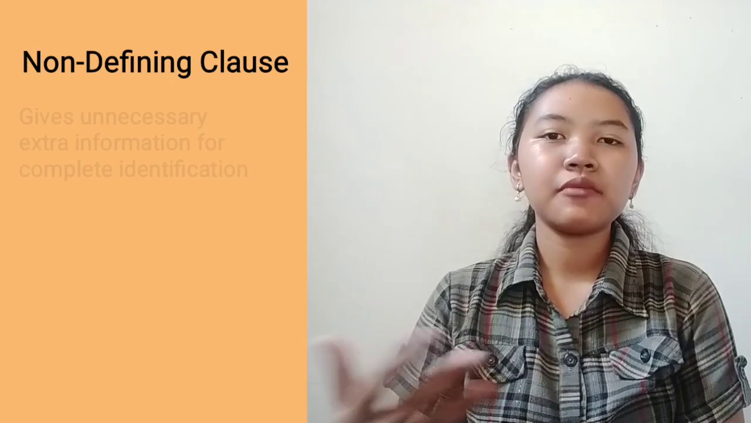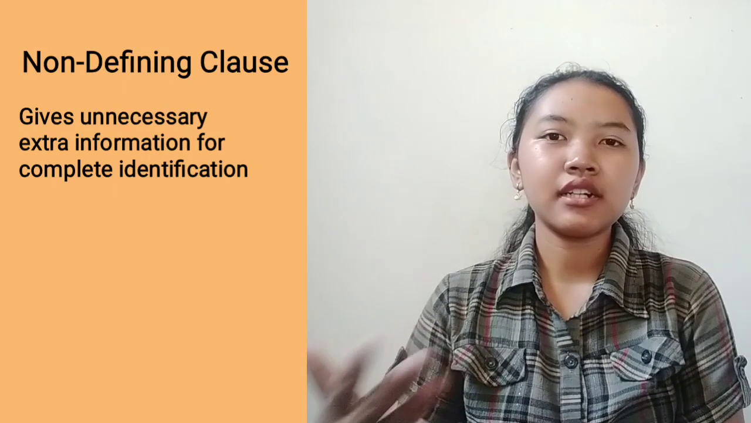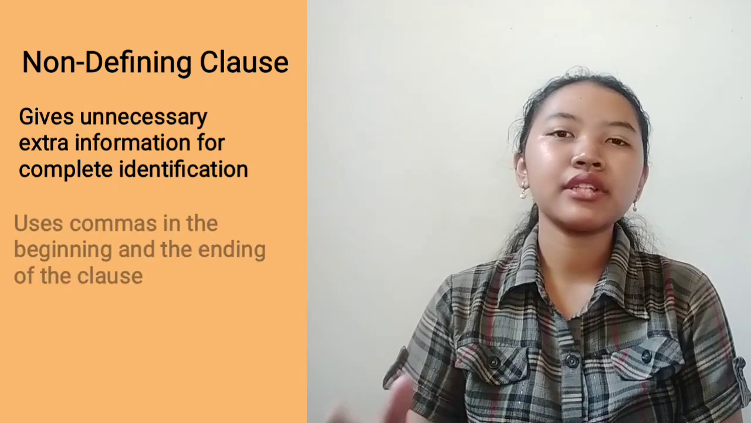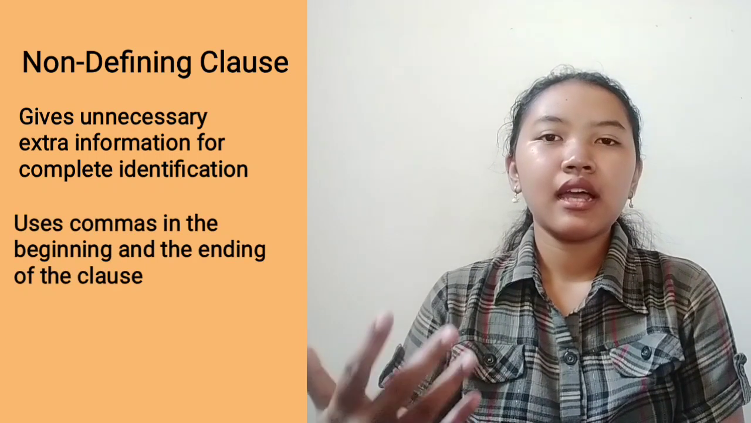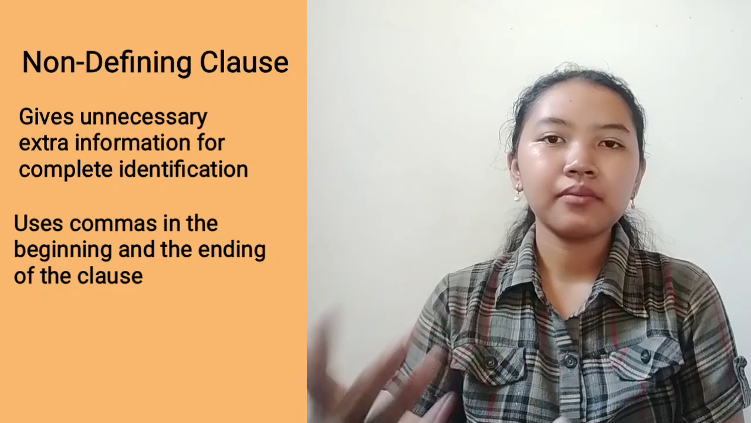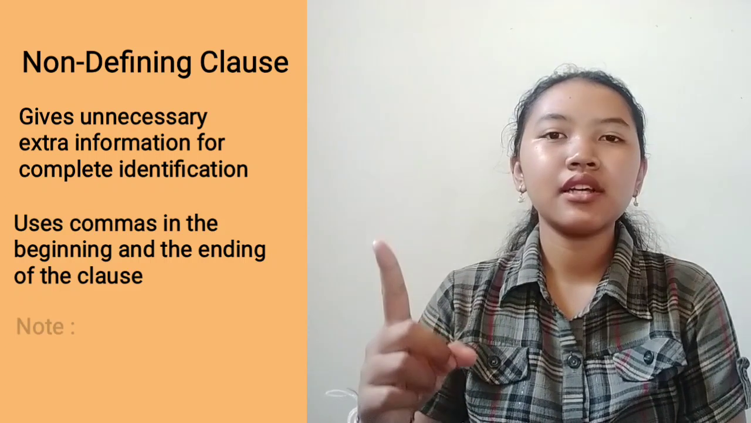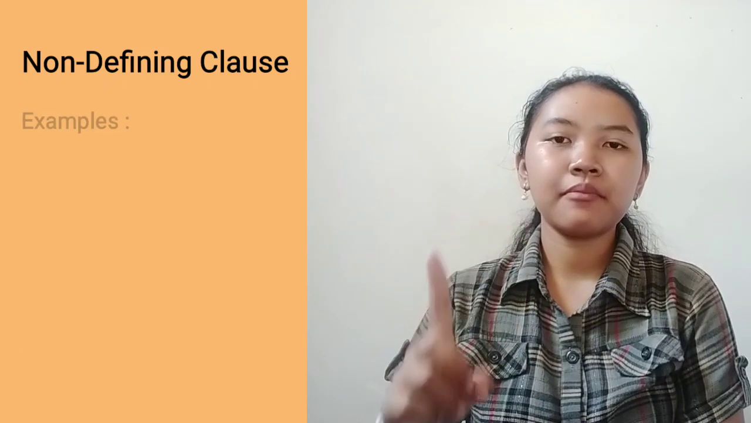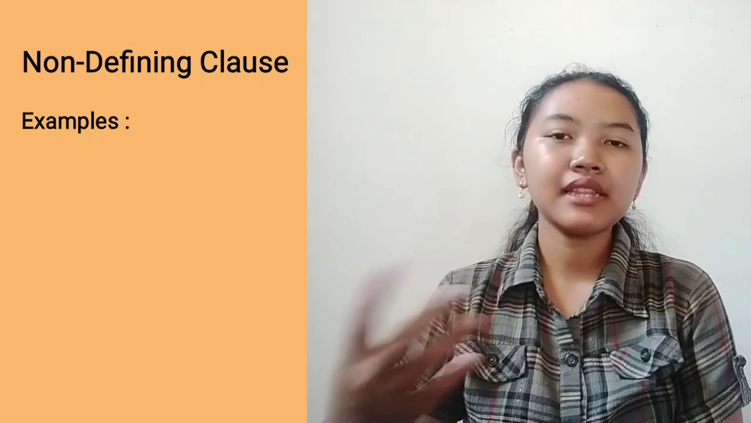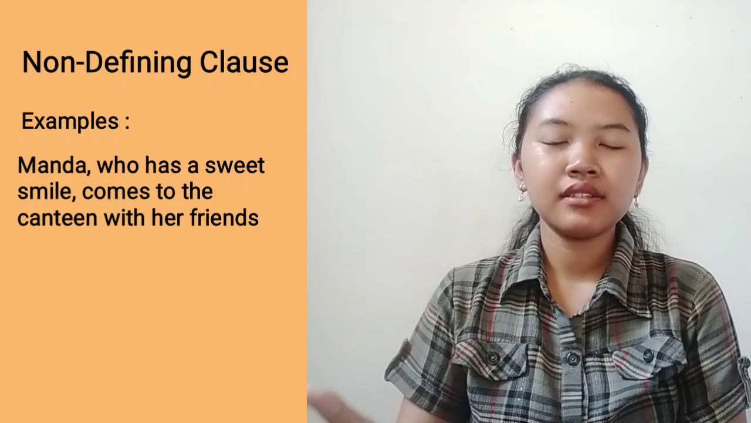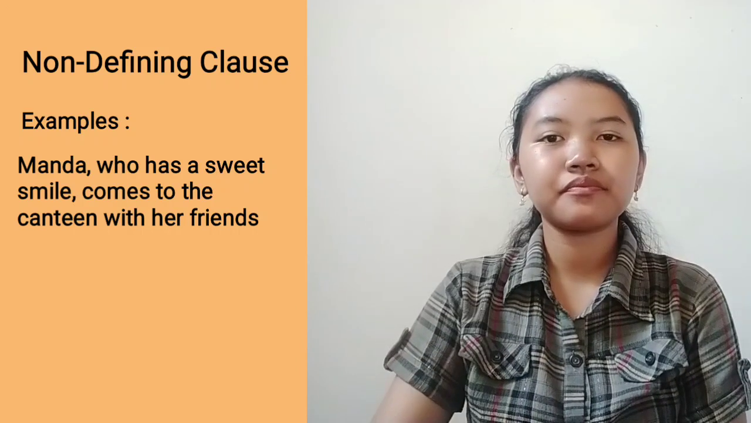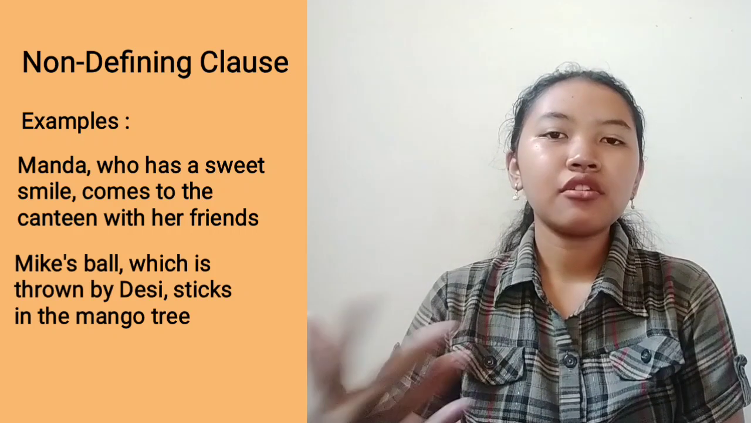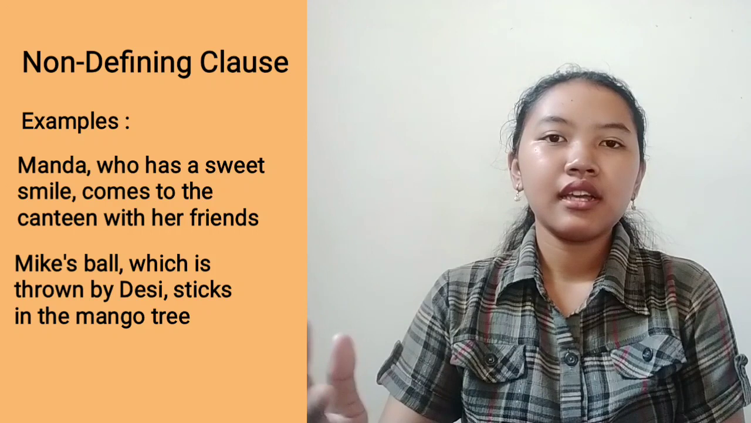Non-defining clause gives extra information that's unnecessary for complete identification of the noun. This type always uses commas at the beginning and the ending of the clause. Note that we cannot use that in non-defining clause. Example: Manda, who has a sweet smile, comes to the canteen with her friends. Mike's ball, which is thrown by Daisy, sticks in the mango tree.